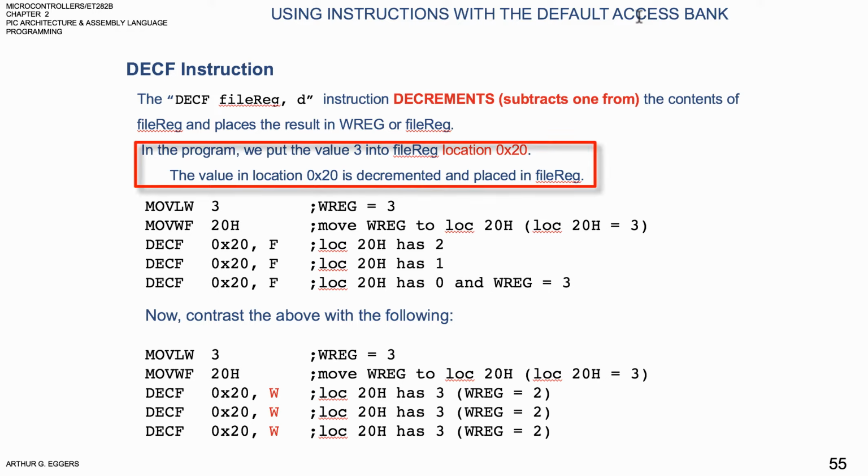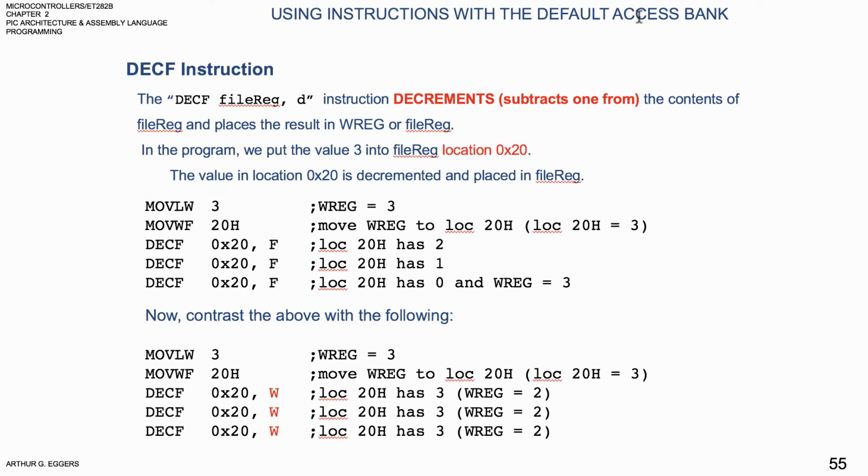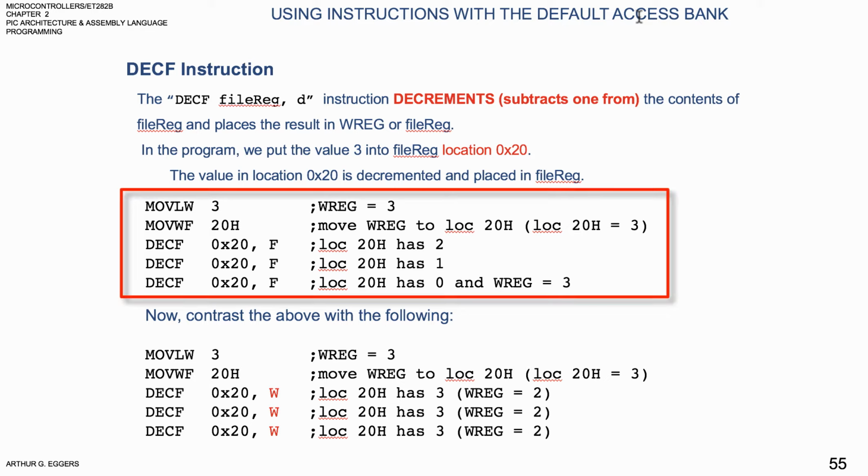In the following program, we're going to put a value of 3 into the file register at location 20. Then the value in location 20 is decremented and placed in the file register. So if we look at the first one, we've got a move command, so we're going to move 3, that's our literal command, into the working register. The next command says move WF, so that's from the working register to some file location. The file location, of course, is 20 hex, so location 20.